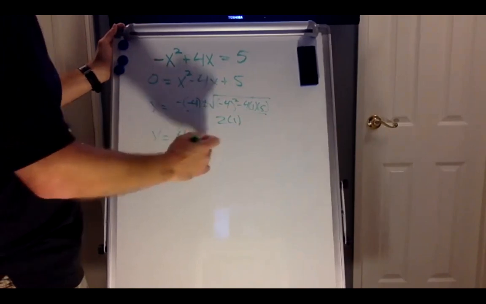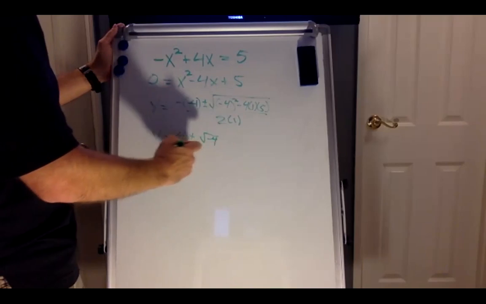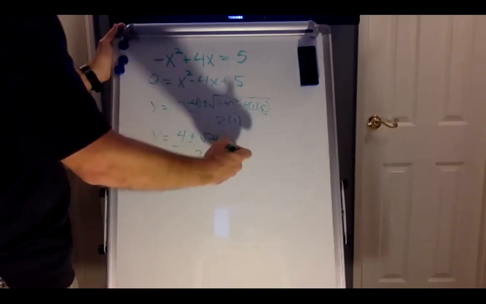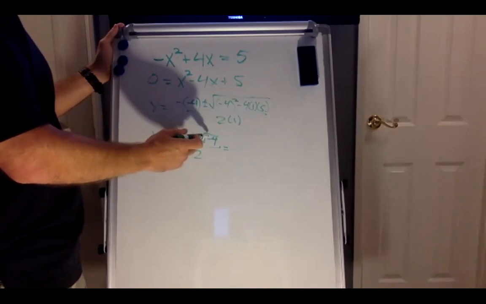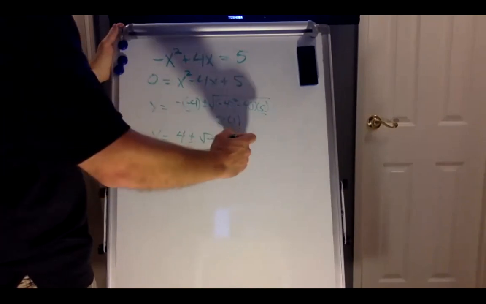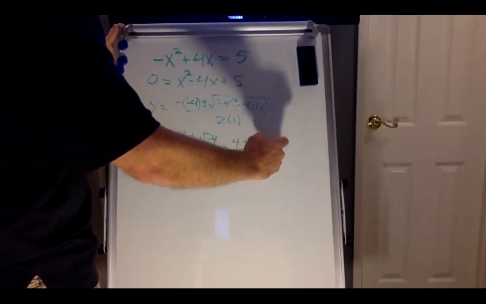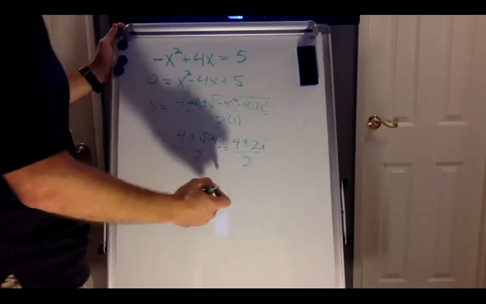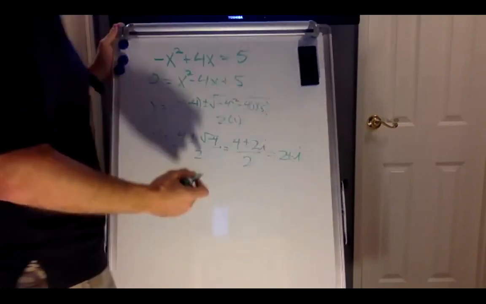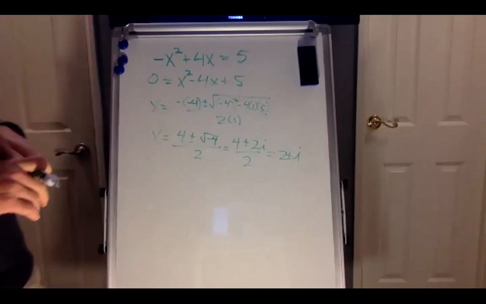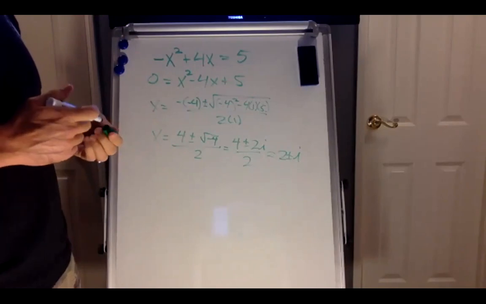Okay, 16 minus 20 is negative 4. So you can take the square root of 4, but not the negative 1. Okay, so you get 4 plus or minus 2i over 2, and then you get 2 plus or minus i. So you have two imaginary, or two complex, solutions.